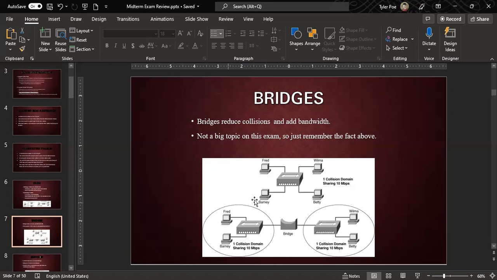It should be noted that this is also one broadcast domain. This bridge does not divide broadcast domains. This is all one big LAN or broadcast domain. Again, hubs and bridges are not a big topic on this exam, so just make sure you remember this: they reduce collision domains. They do not add broadcast domains, just collision domains.